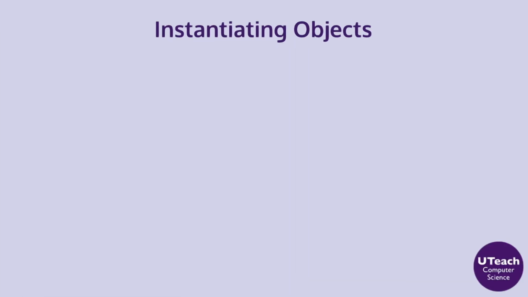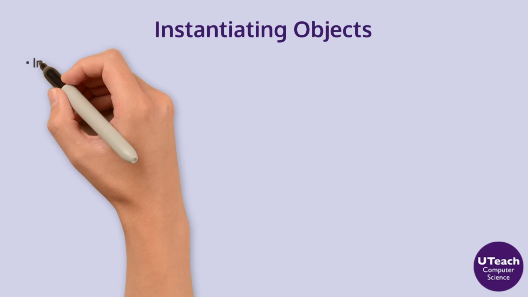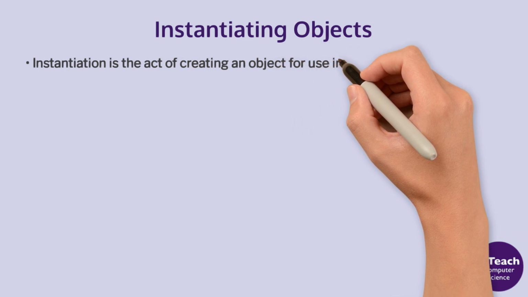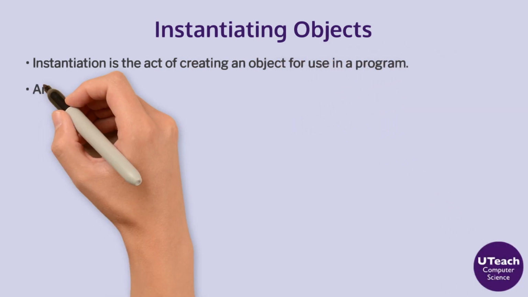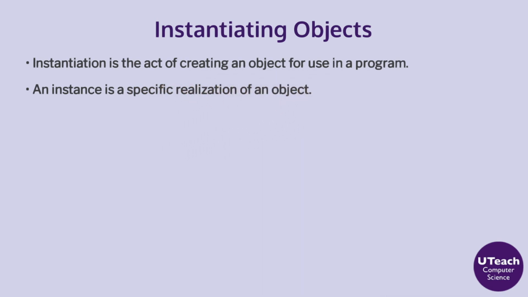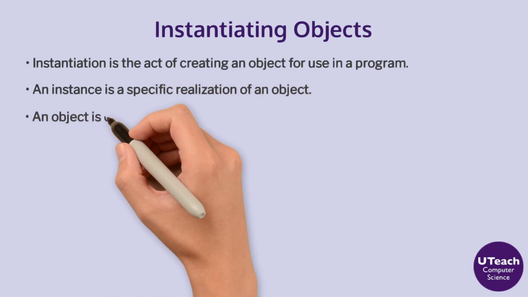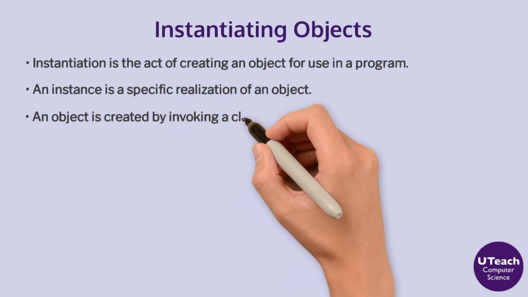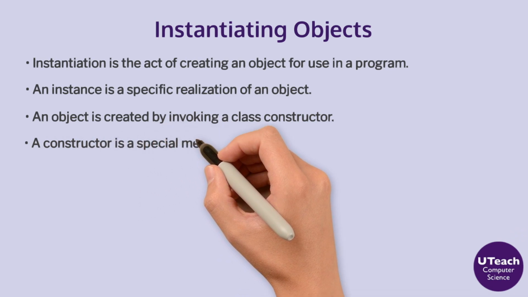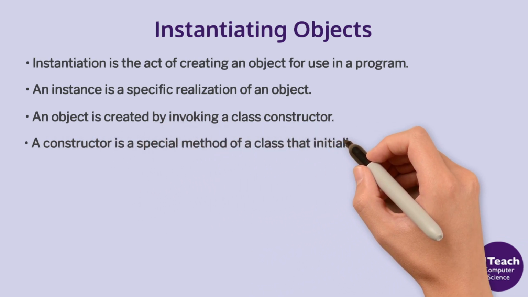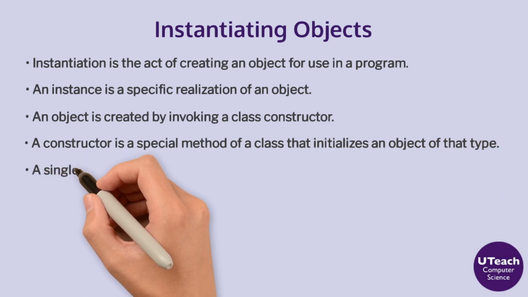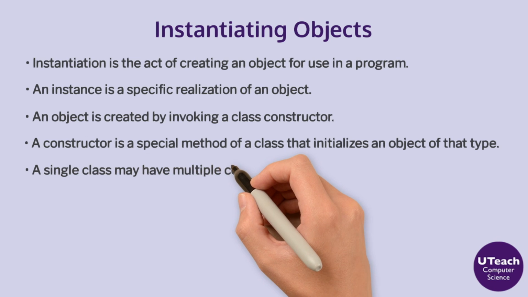To recap instantiating objects. Instantiation is the act of creating an object for use in a program. An instance is a specific realization of an object. An object is created by invoking a class constructor. A constructor is a special method of a class that initializes an object of that type. A single class may have multiple constructors.